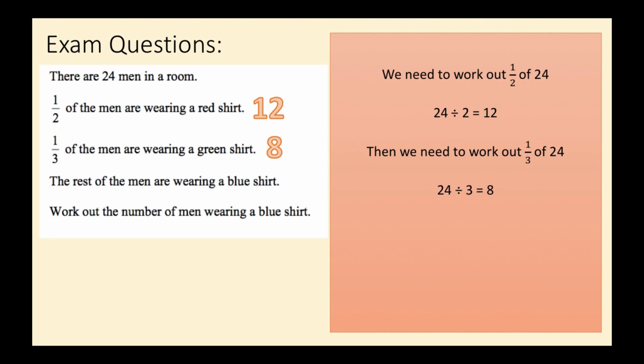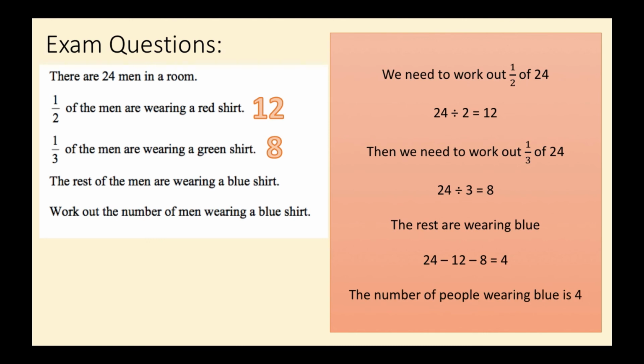Now it says the rest of the men are wearing blue. So we need to do 24, take away the 12, take away the 8. And that gives us 4. Okay, so altogether 12 plus 8 makes 20. So 24 take away 20 gives us 4 left. The number of people wearing blue is 4.